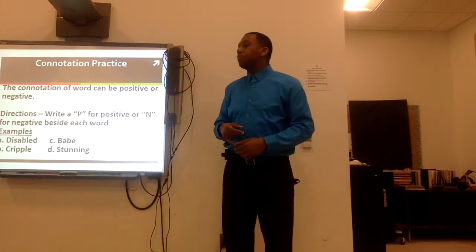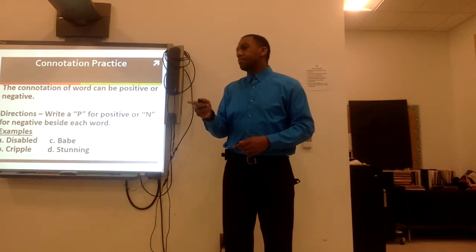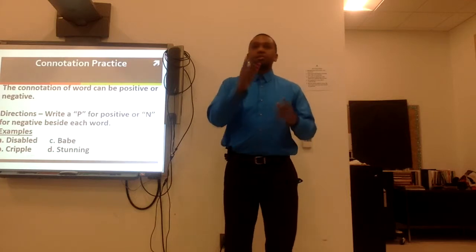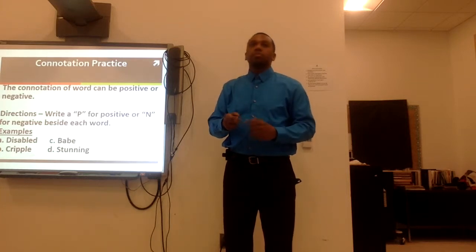My first group right here, disabled, crippled. What do you think? What we think is disabled is positive, crippled is negative, because when you tell somebody they're crippled, it means they can't walk, they're unable to do something. But when you say they're disabled, it means they could do something, they're just disabled, but they still could do what they want to do. If you tell an old person they're crippled, they think they can't do anything. If you tell them they're disabled, it just tells them they can't do something in one area.